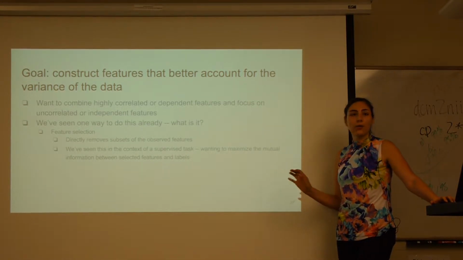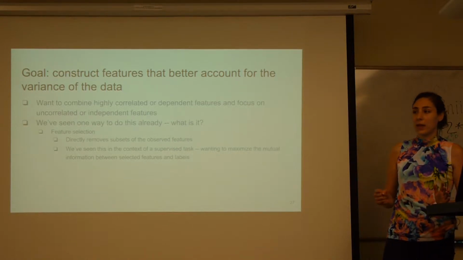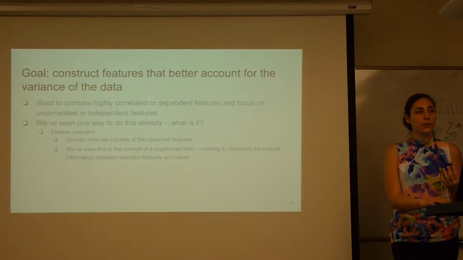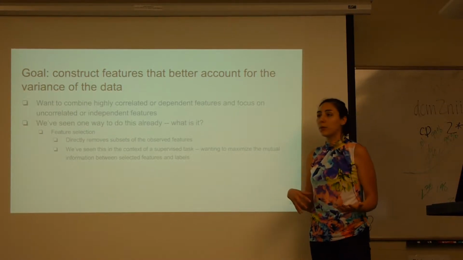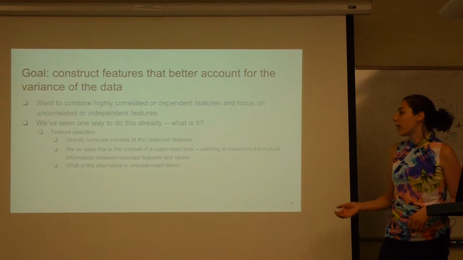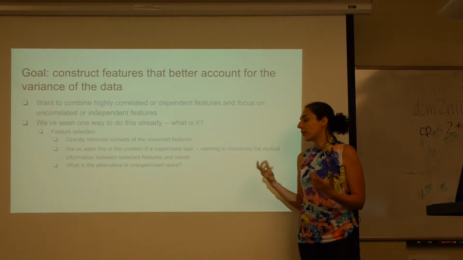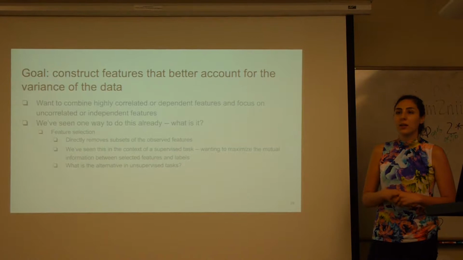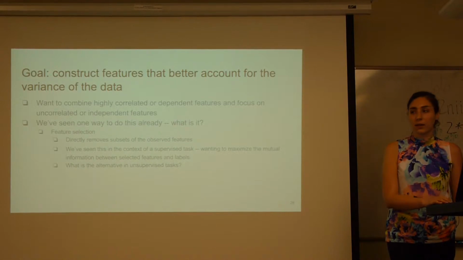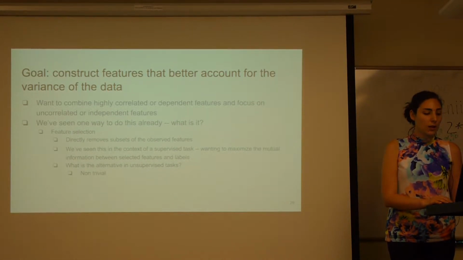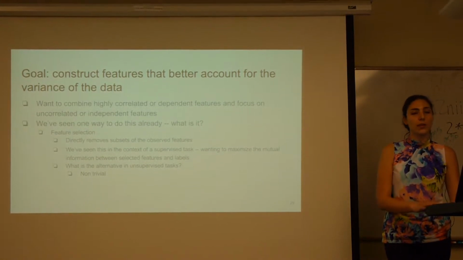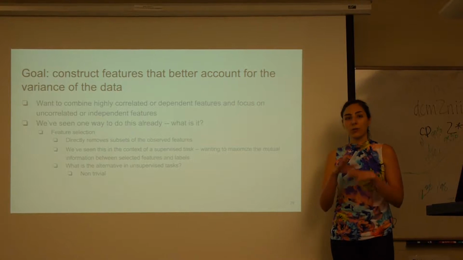And we have seen how this works in the context of a supervised task, where we want to maximize the mutual information between the labels and the selected features. However, when we don't have labels anymore, is there an alternative to this feature selection method? How can we apply this feature selection in unsupervised settings when we don't have labels? It turns out that it's not trivial how to do this. So it's not trivial how to select certain features that we think are relevant.